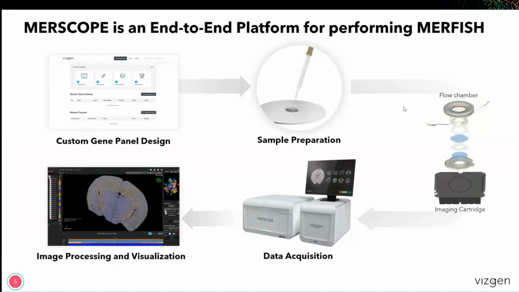We combine those two components on the software and consumables side with our Merscope instrument, which automates the sequential rounds of imaging and the data acquisition that are necessary for generating the Merfish detection. Once that data is acquired, it's uploaded into our image processing solution, and a number of files are created, including a VZG file, which allows users to visualize the data set that they just analyzed on the Merscope instrument.